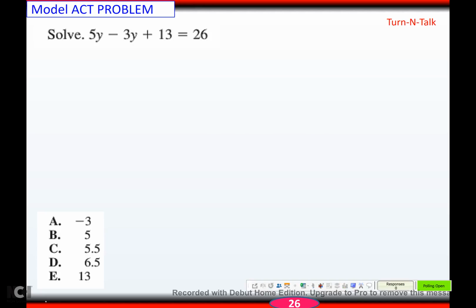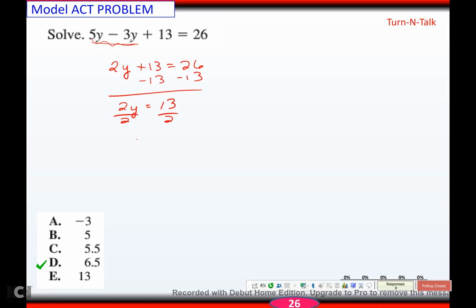Alright, you try this one, hit pause, come back when you're ready. Hopefully you got D. Alright, on this one, I've got 2 y's, but they're on the same side. They don't have to jump, because they're on the same side of the equal sign. If they don't need to jump across the equal sign, you don't have to change signs. You just do the math. 5y take away 3y is 2y, plus 13 equals 26. Minus 13, 2y equals 13, divide by 2, and you get y equals 6.5.